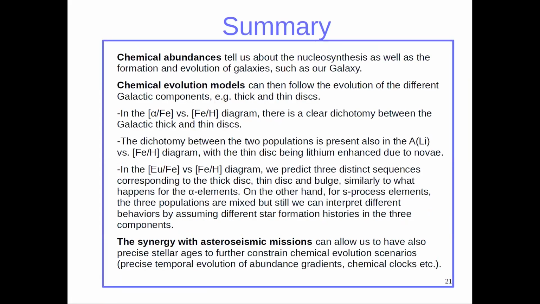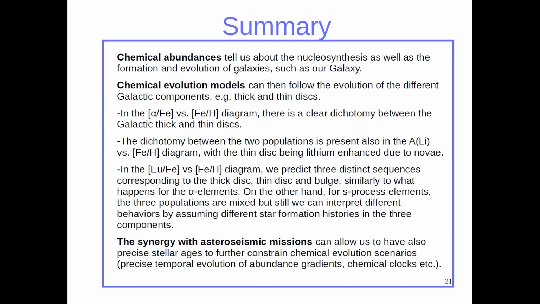So yeah, here I conclude with a summary. Chemical abundances can tell us a lot about nucleosynthesis as well as the formation and evolution of galaxies, such as our own Milky Way. Chemical evolution models can then follow the evolution of the different galactic components. In particular, I presented results for the thick and thin disks, where we have a clear dichotomy in the alpha over iron versus iron over hydrogen plot.